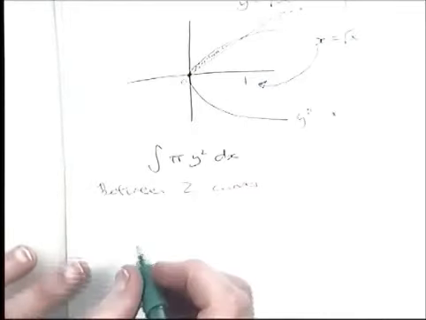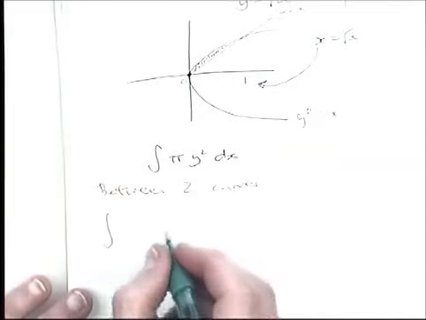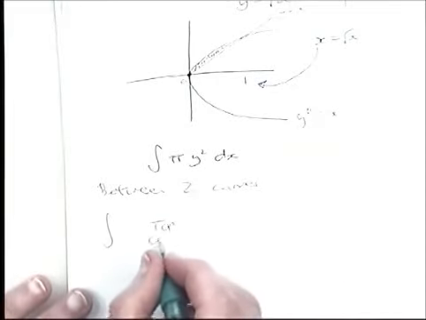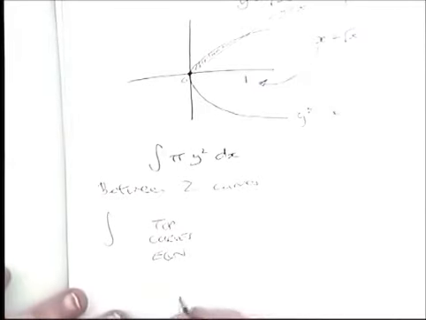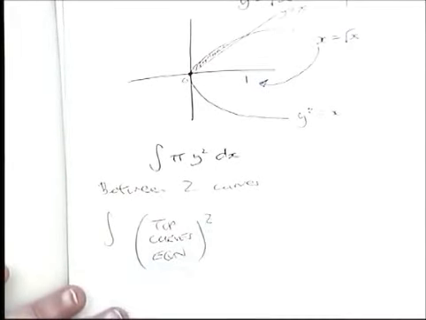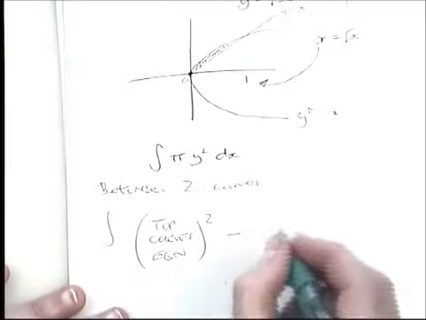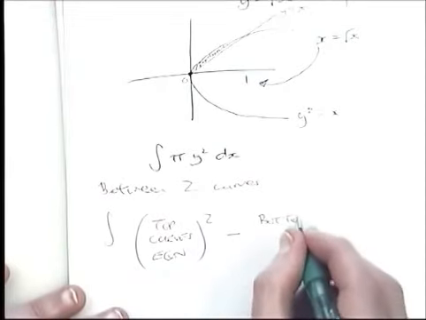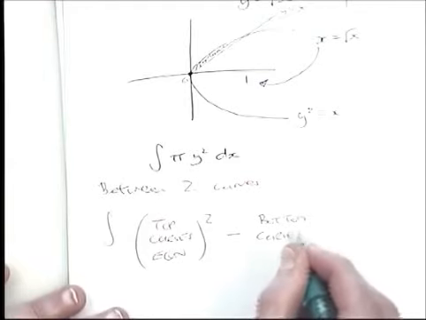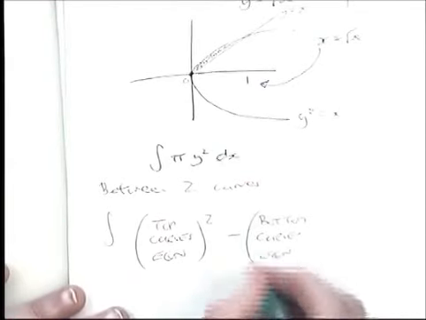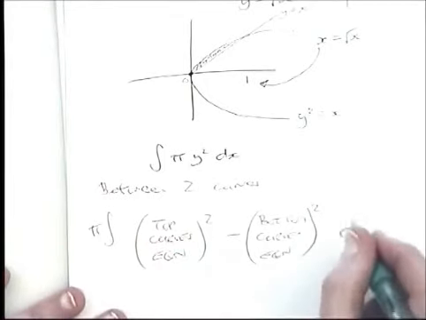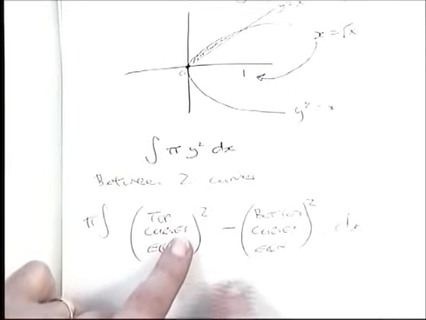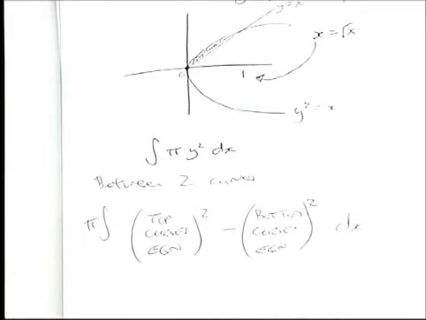you do this. You integrate the top curve's equation squared, take away the bottom curve's equation squared. You still have your pi, you still have your dx. Effectively, it's pi first y squared, take away second y squared to give you your overall y squared.